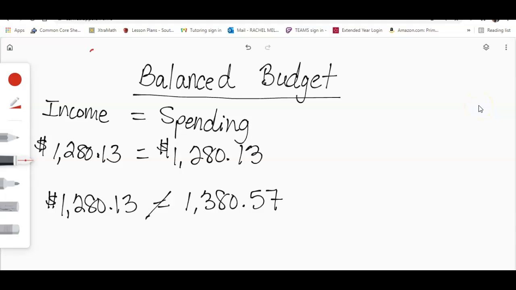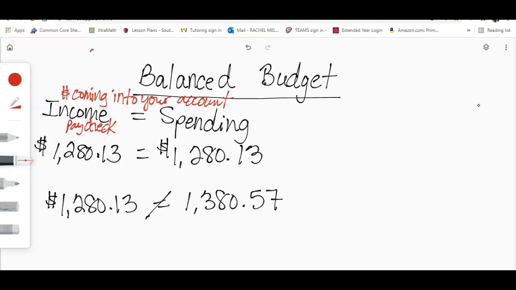All right, so today's lesson is on balancing a budget. Remember that a budget is considered balanced if the income is equal to the spending. Income is money coming in to your account, like your paycheck. So this income, my paycheck, has to be equal to my spending.